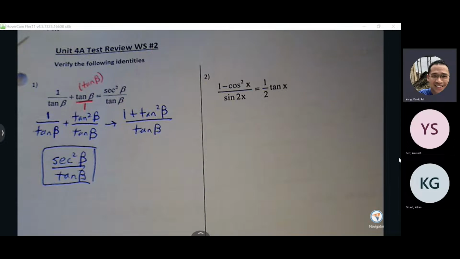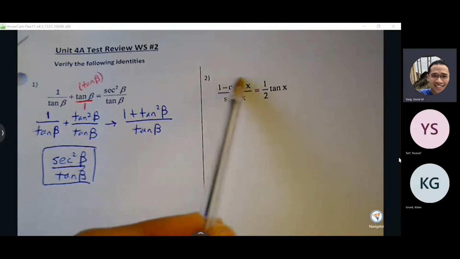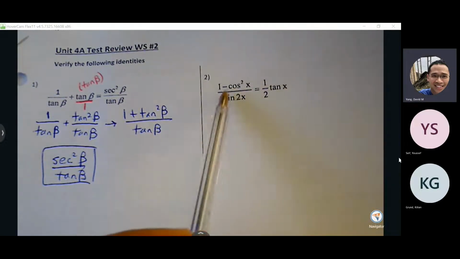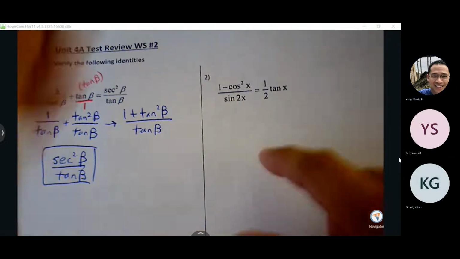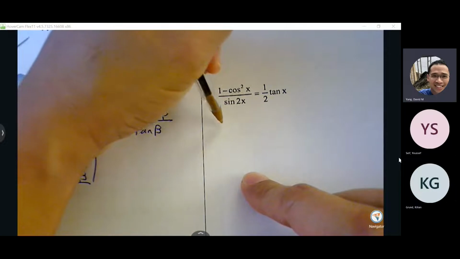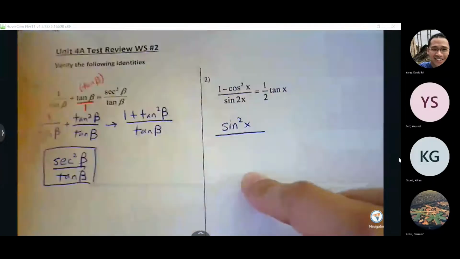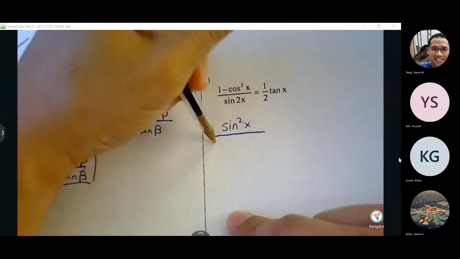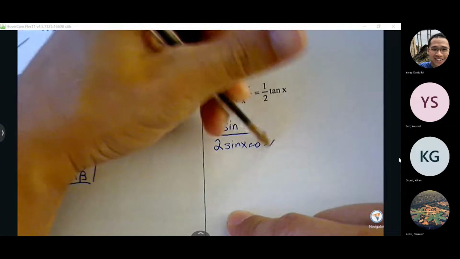Okay, number 2, 1 minus cosine squared over sine 2x. Looks like I can do some changes, right? 1 minus cosine squared, there's an identity there. Sine 2x, we also have a double angle identity that we can use. 1 minus cosine squared is sine squared. Sine 2x is 2 sine x cosine x.